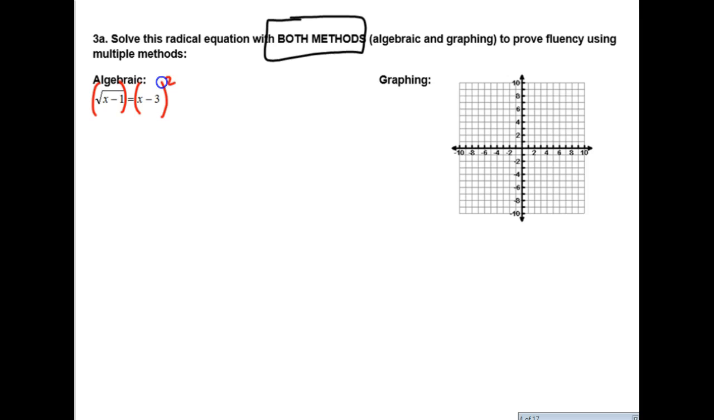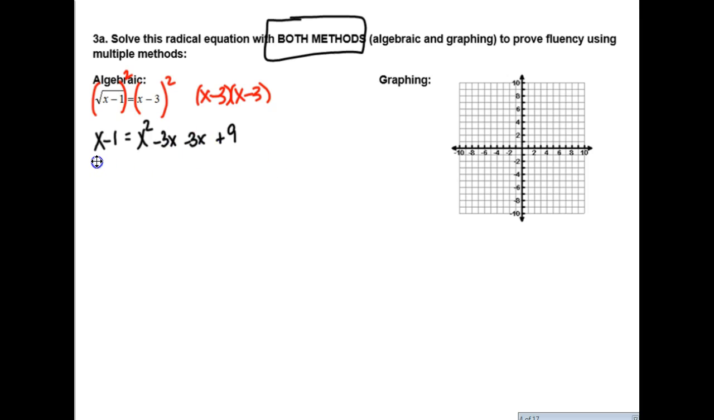If you square both sides, the square and the square root functions are inverses of each other, so they just cancel. So you get x minus 1. And then over here, you have an x minus 3 squared, which means you have an x minus 3 times another x minus 3. So I would encourage you to just slowly FOIL that out so we don't make any mistakes. x squared minus 3x, and then you're going to have another minus 3x, and then negative 3 times negative 3 is positive 9.